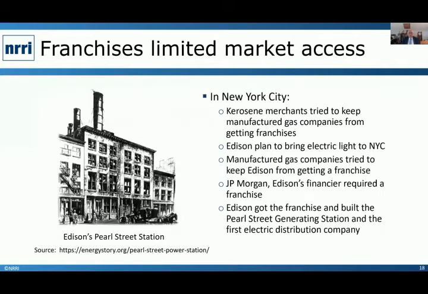Well, the idea of franchises limiting market access was not lost in terms of the politics of granting franchises. Again, the whole issue that we were looking at in the early history of the gas industry and the electric industry was lighting. And lighting was very, very precious. George Washington, who at the time was considered a wealthy man and would now still be considered a wealthy man, only burned one whale oil candle a night for his reading.